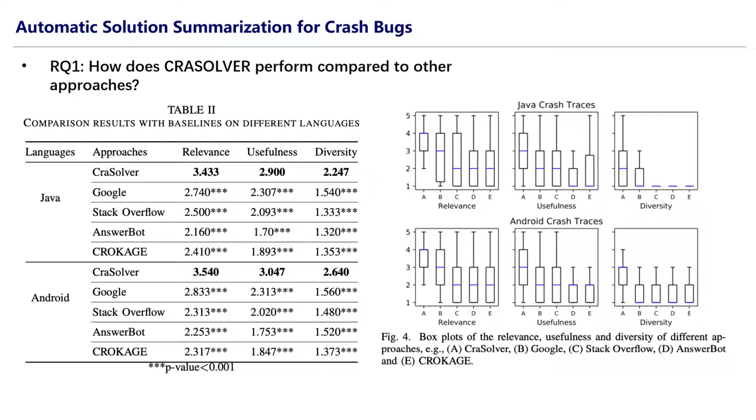On average, CraSolver outperforms the baseline built on Google by 25.4%, 28.7%, and 57.6% in terms of relevance, usefulness, and diversity. We can see that CraSolver significantly outperforms other approaches for both Java and Android crash traces.